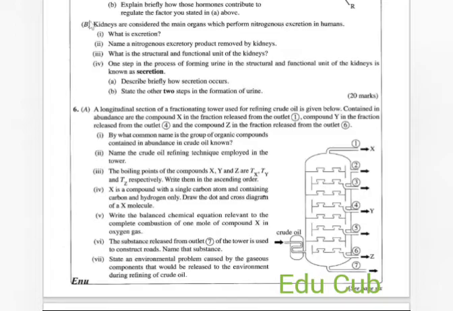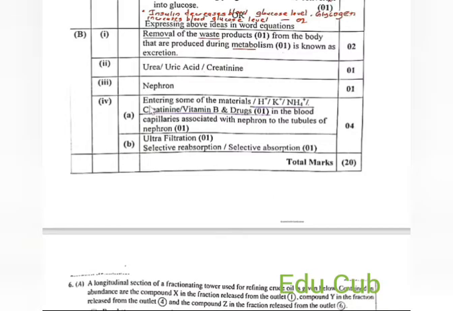Describe briefly how secretion occurs. Here, entering some of the materials, H+, K+, NH4+, creatinine, vitamin B, and drugs, from the blood capillaries associated with the nephron to the tubules of the nephron.